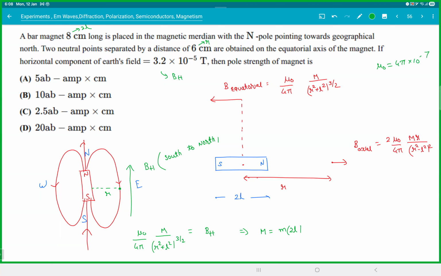Clear with this? This is a PYQ. Getting it? This is not some random question which I picked out from somewhere. This actually came in JEE in the last 5 years. So they do ask such things.